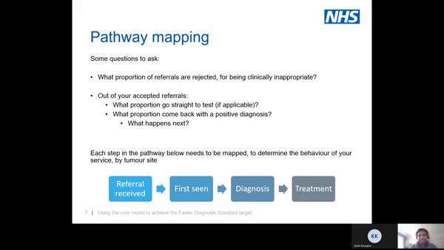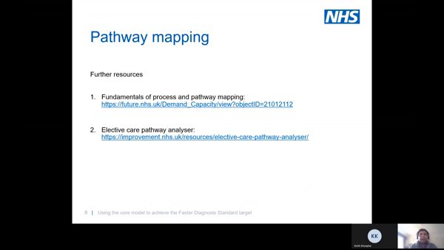So it helps to have that conversation and to ensure that you go about pathway mapping, looking at each component of the pathway, and everyone is on board with all of that. I'd like to mention a couple of resources for pathway mapping. So we've got Fundamentals of Process and Pathway Mapping, which is a session which we delivered jointly between QSA and the Demand and Capacity team. There's also the Elective Care Pathway Analyzer.